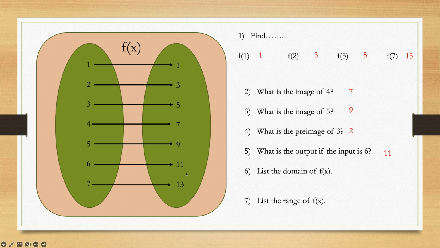The next thing is a little bit of a definition idea. Domain means the set of all of your input values. So all of my input is all of the numbers in the left-hand oval here. So it is 1, 2, 3, 4, 5, 6, and 7. What's the range? Well, those are all the output values, and those are on the right. So that would be 1, 3, 5, 7, 9, 11, and 13.